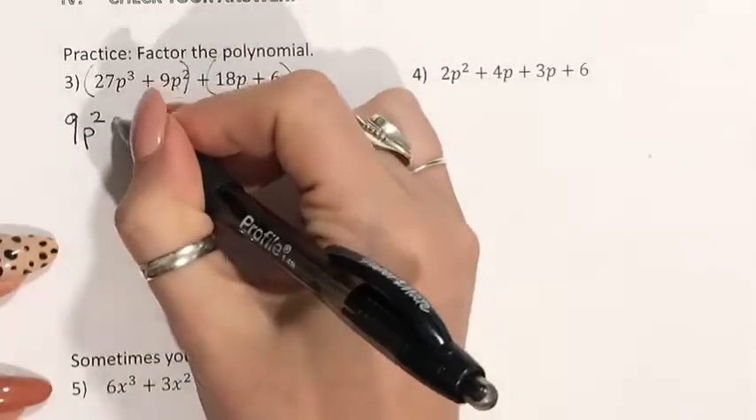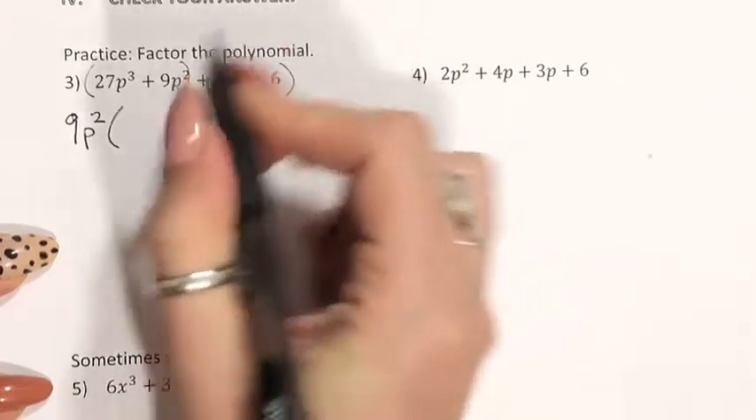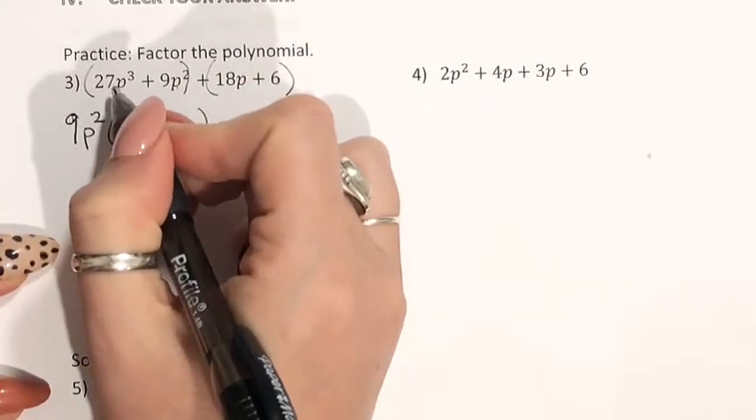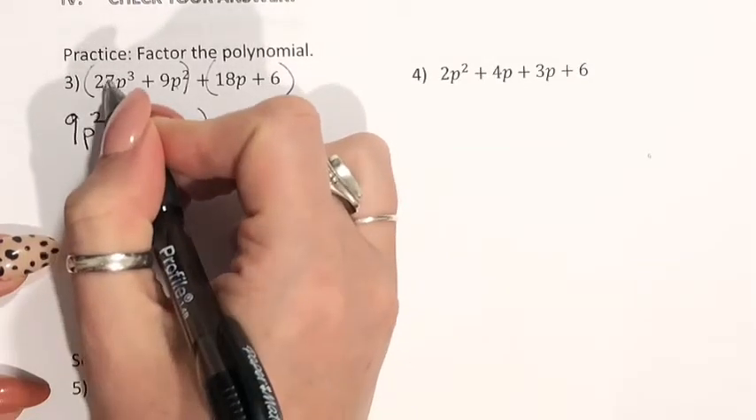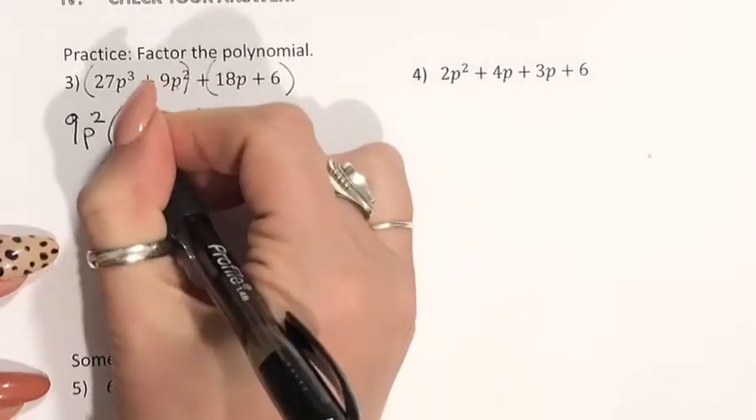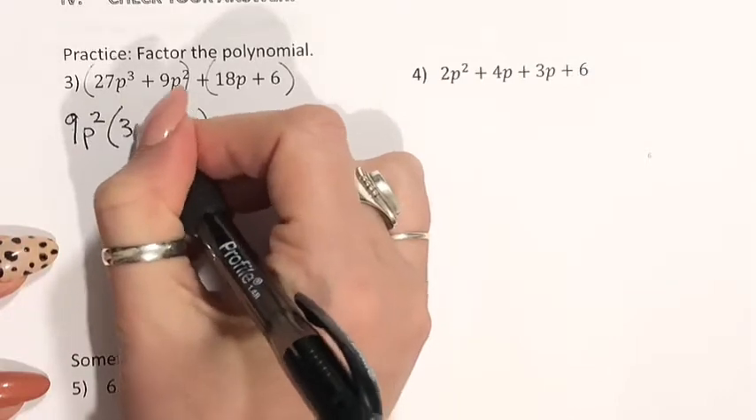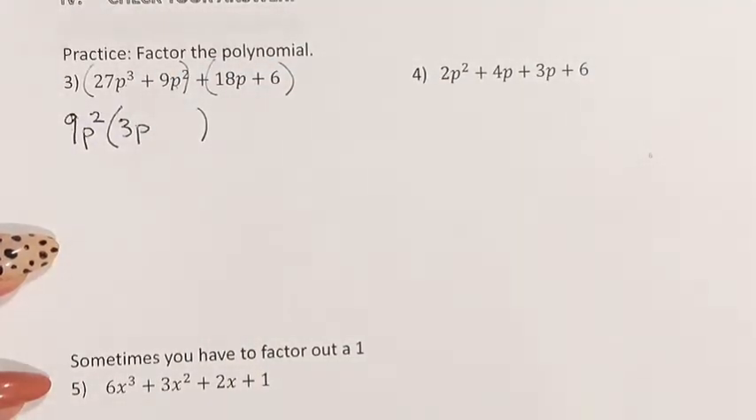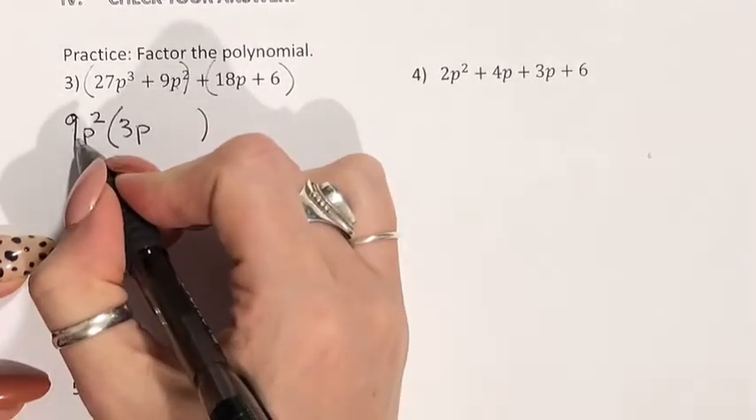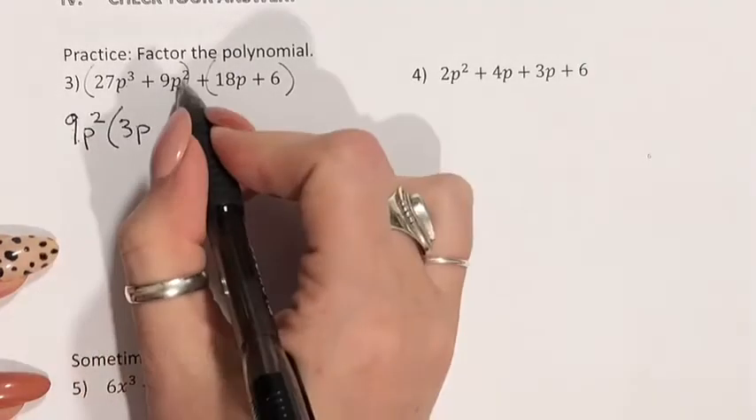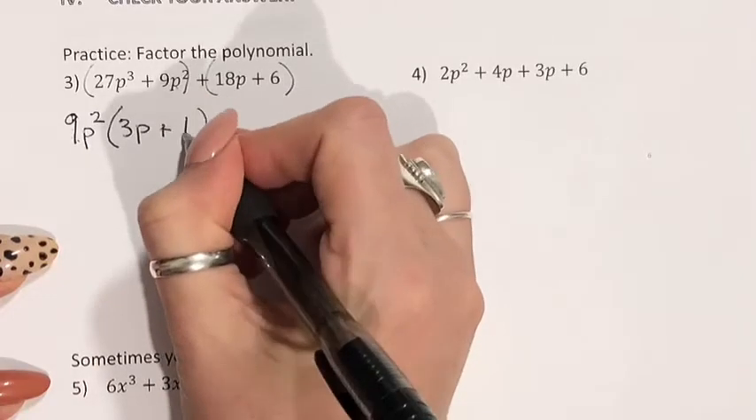So if I write my greatest common factor in the front, the 9p squared, we need to get what's left over on the inside. So remember, essentially you're dividing 27p cubed divided by 9p squared. Well, 27 divided by 9 is 3. And p cubed divided by p squared is 1p. So 3p is what is left over. Now we look at our second term, 9p squared divided by 9p squared. Well, 9 divided by 9 is 1. P squared divided by p squared is 1. Whenever you divide something by itself, you should get a 1 back.